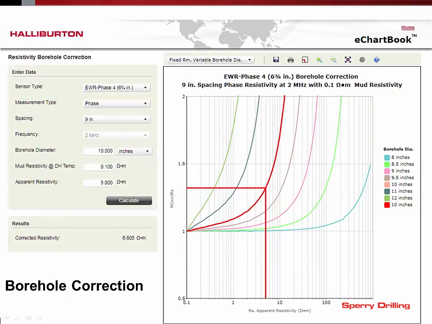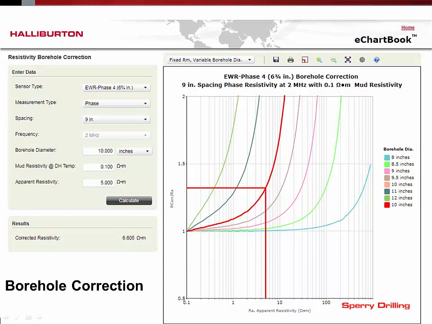This screenshot is from the eChart book, which I was showing you earlier for the gamma ray borehole corrections. It also has functionality for the resistivity borehole corrections. The borehole correction is basically driven by two things. You need to know the borehole diameter and the resistivity of the fluid in the borehole, so the mud resistivity. This is where it's important for our field engineers to actually go and measure what that is.